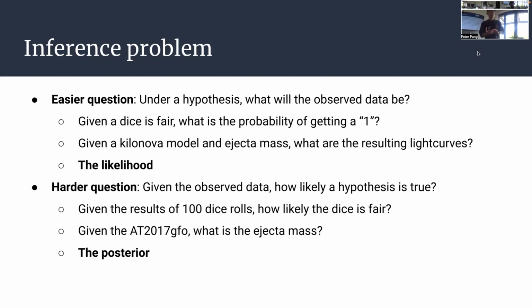And for instance, we can also flip the other way around. Like given the 2017 GFO, basically the kilonova from 17, what would be the ejecta mass for this kilonova just by the observed data? And this type of question is what we call the posterior in the Bayesian setting.